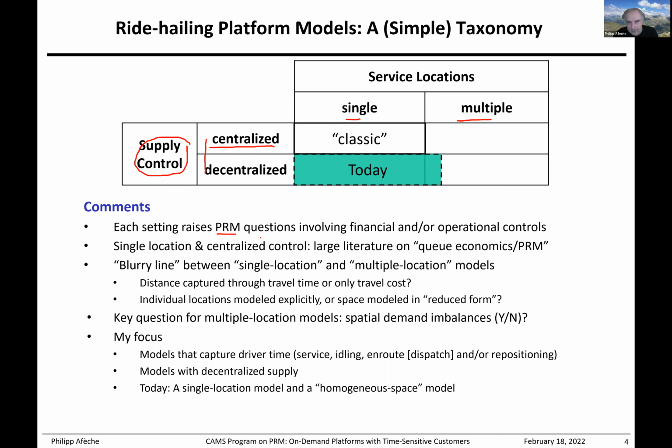So visually speaking, I am in single location, but kind of going into the multiple location world, right? And then the next session, which I think is on Monday, is going to look at a couple of models where you have multiple locations with demand imbalances, again focusing on decentralized supply, but touching a little bit on related models where you actually control the flow of cars. Okay.